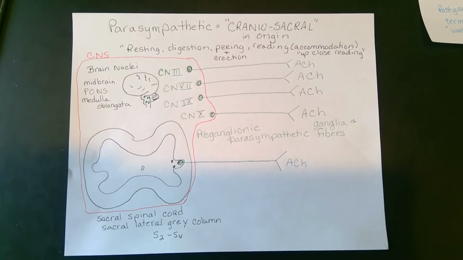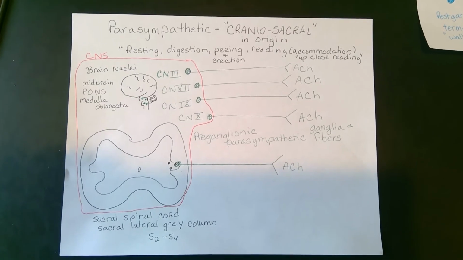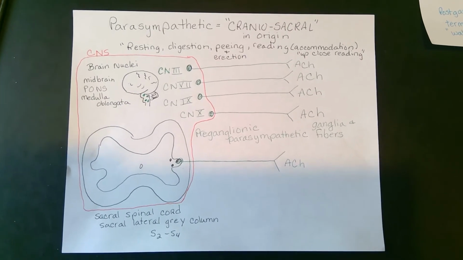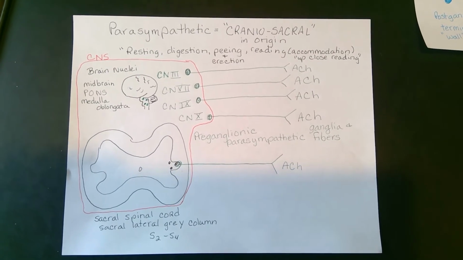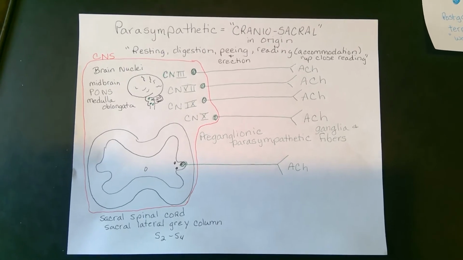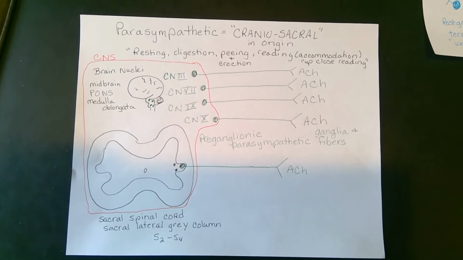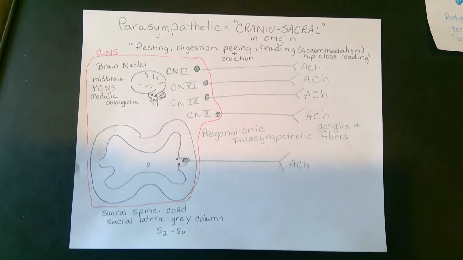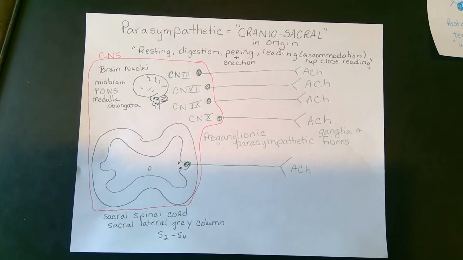Hello, class. I'm going to give a brief overview of the parasympathetic division within the autonomic nervous system. This is considered to be craniosacral in origin, and the reason is because all of the preganglionic cell bodies are found either in the brain nuclei, that's the cranial part, or in the sacral spinal column, that's the sacral part.